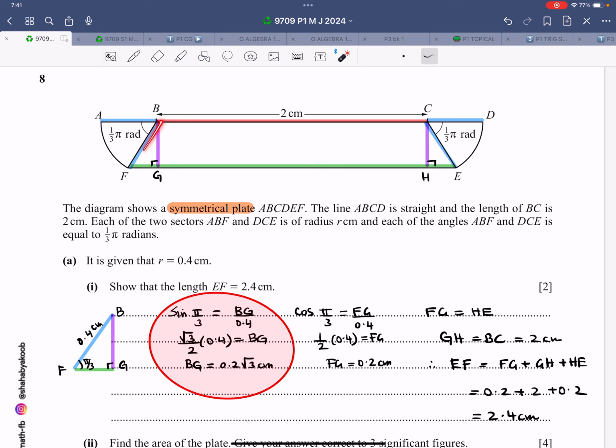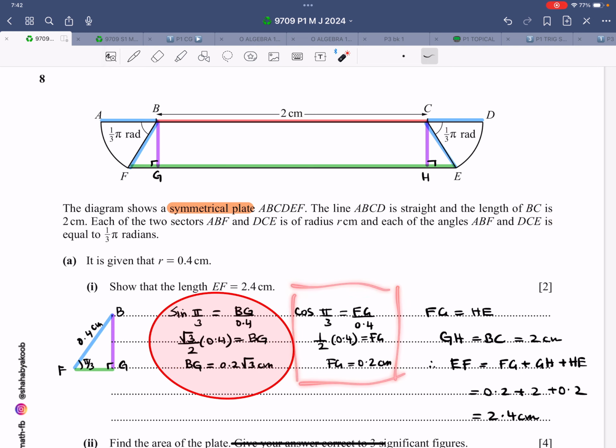So what I've done is that I have taken this triangle out. This is 0.4. This is BG. This is FG. This is pi by 3. I have used sine. Sine of pi by 3 is BG over 0.4, exact value, and BG comes out to be 0.2 root 3. Again, I'm working in the exact form. I'll convert it into decimals when and where the need arises.